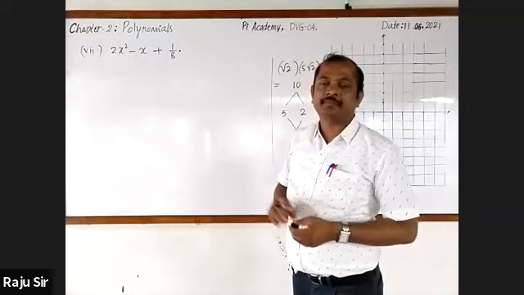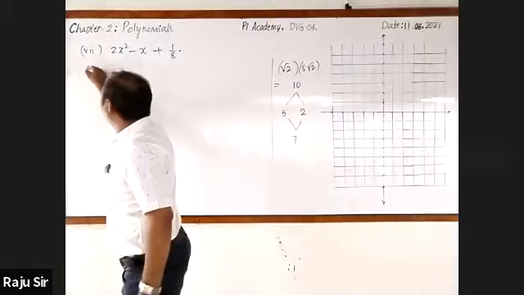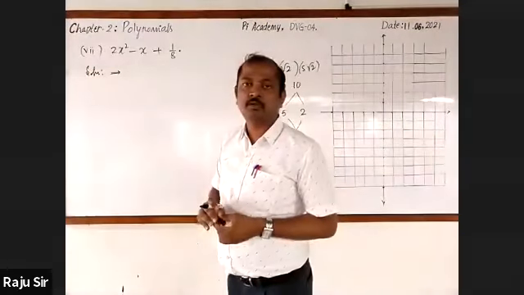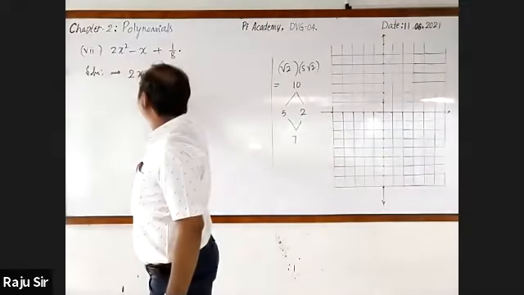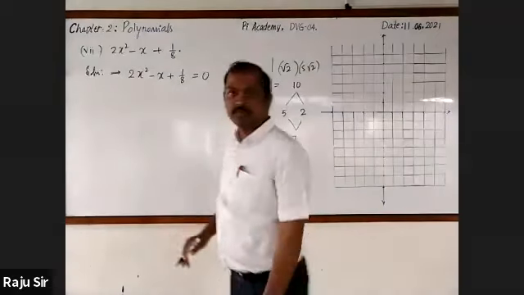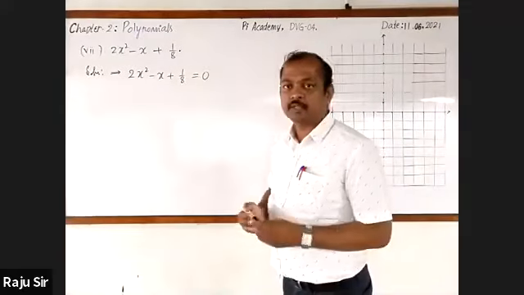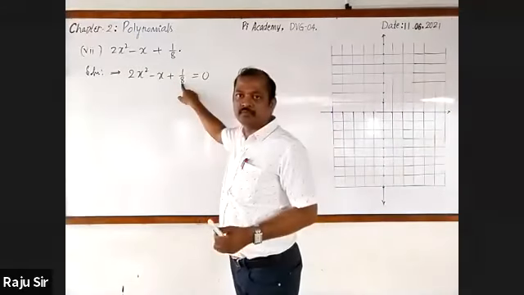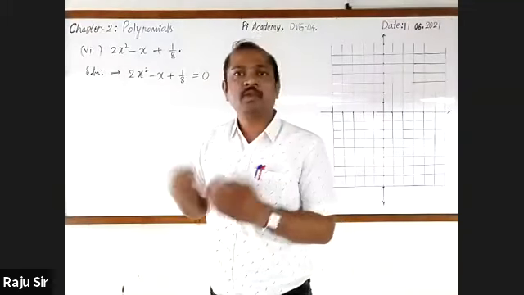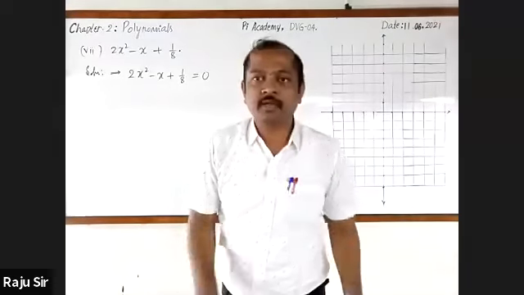Let's go for factorizing this, nothing but finding the zero. First, equate the given statement to 0. 2x square minus x plus 1 by 8 equal to 0. Observe, the last term, nothing but constant, is in fraction. You may find it a bit of discomfort when you are solving. So let us go for converting that to an integer. So what should be done?